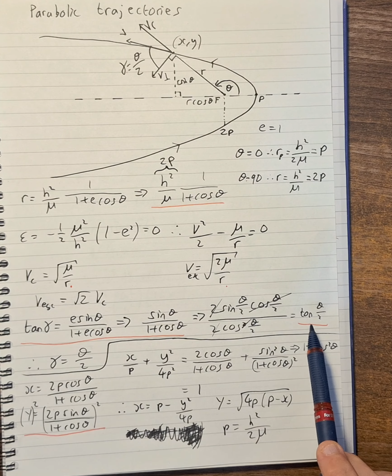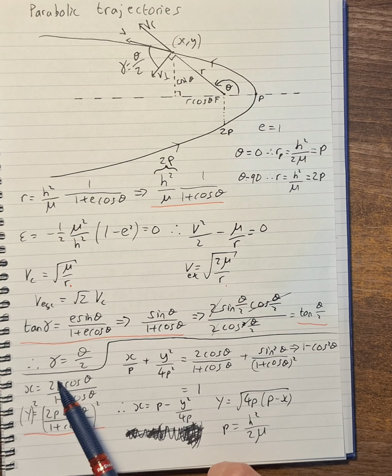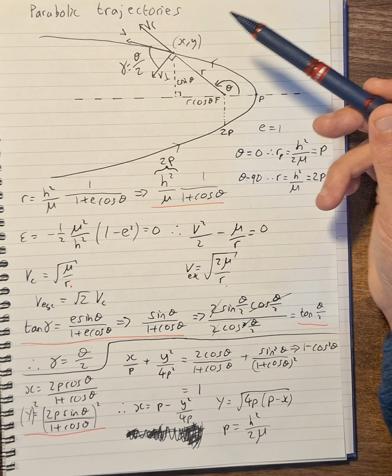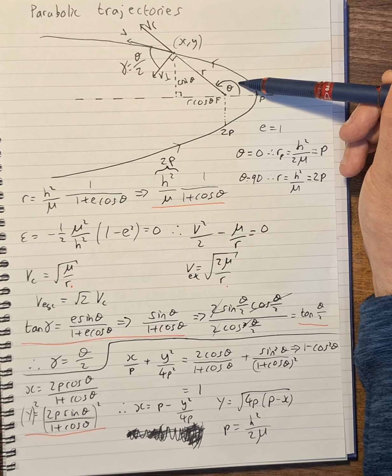And so when you remove the tans here, you just get the flight path angle equals theta over 2. So no matter where you are on this orbit, the flight path angle is always your true anomaly over 2.